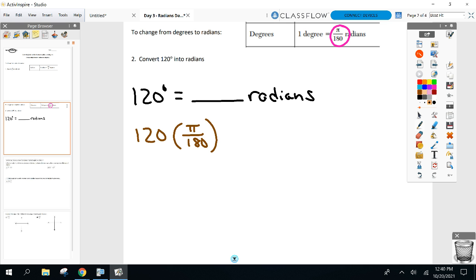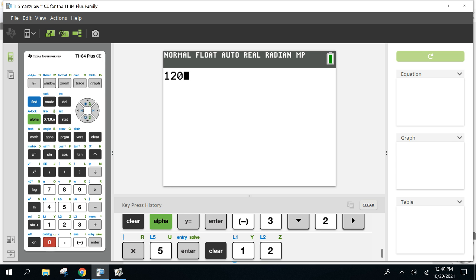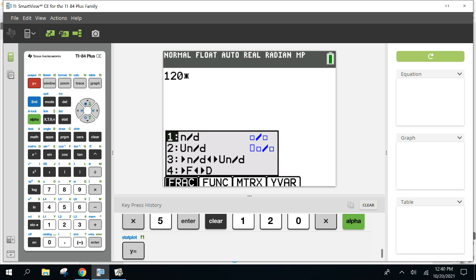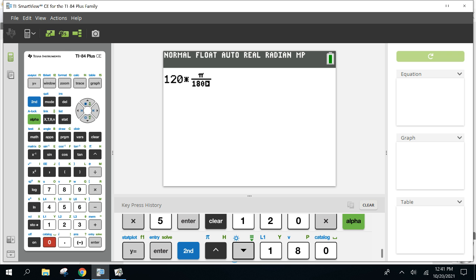Time out. Don't do it yet. I'm going to do it, and you're going to tell me, you've known me for about 6-7 weeks now, the problem I'm going to have when I do this. I'm going to do 120 times pi over 180. So 2.09 radians are in 120 degrees. Anybody know what problem I'm going to have with that? That's kind of gross. It doesn't end, it keeps going on.